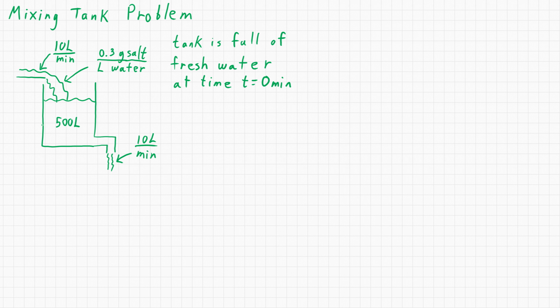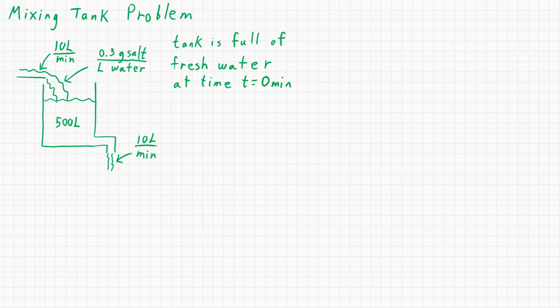So here we go. We have this big tank, and there's 500 liters in the tank. We have some liquid flowing in at 10 liters per minute. We also have some liquid flowing out at 10 liters per minute. The stuff that's flowing in has 0.3 grams of salt per liter of water. The tank is full of fresh water, meaning there's no salt in the tank at time t equals 0. So you start with 500 liters of water that has 0 salt in it, and you start pouring in this concentration of 0.3 grams salt per liter of water.